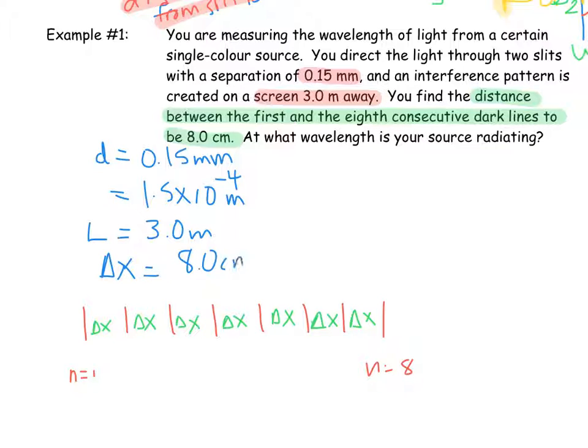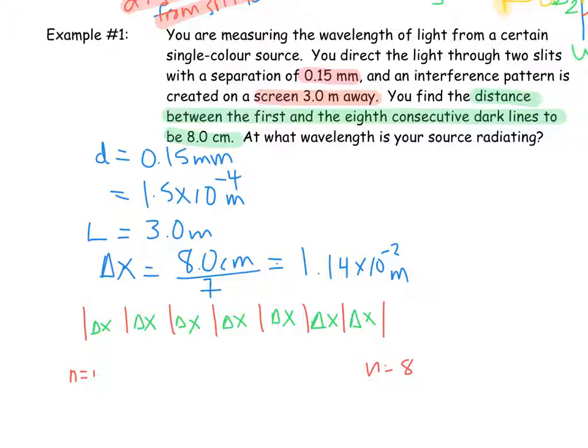So in order to get my overall delta x value, I'm going to say, well, I have 8 centimeters divided by 7 of those little differences, right? And so that's going to give me the value for a single delta x, which is 1.14 times 10 to the negative 2 meters. That's what that works out to be.